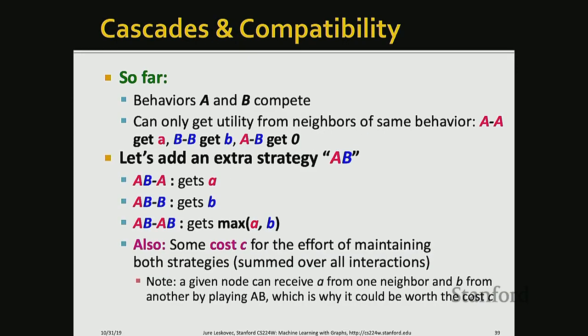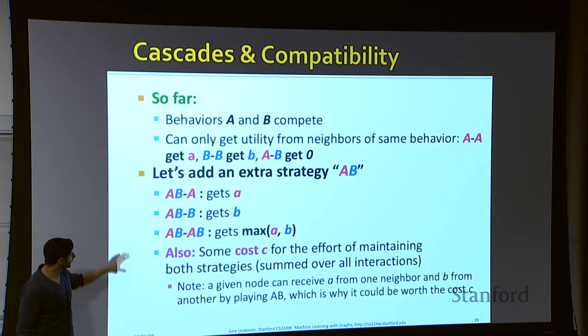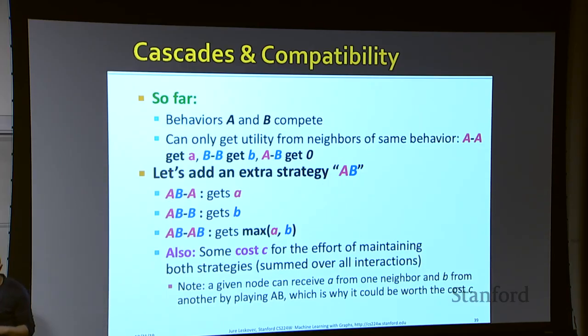So what are we going to do? We're just adding an additional strategy. We're back to our simplified model, but now we add the A/B strategy. With the A/B strategy, if your neighbor is adopting A, then you just get the little a reward. If your neighbor is adopting B, then you get the little b reward. And if both you and your neighbor are in the A/B behavior, then you get the max between a and b. Okay? So once again, recall that we can always generalize this model.